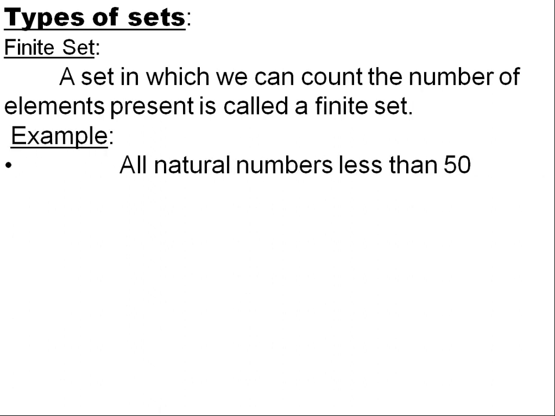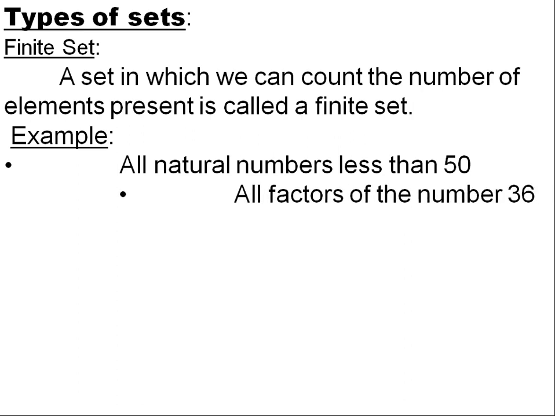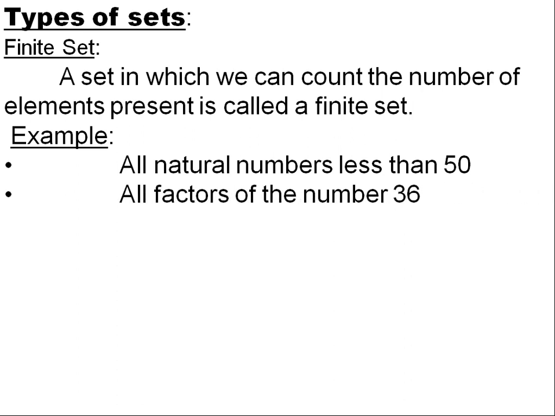finite set. As an example, we can talk about a set in which all natural numbers less than 50 are given. As we all know, the natural numbers less than 50 are from 1 to 49. So we can actually count the number of elements, which is 49. That's why this set is a finite set. As another example, we have a set in which all factors of 36 are stored. We know that the factors of 36 are countable too. So that's why this set is going to be a finite set.